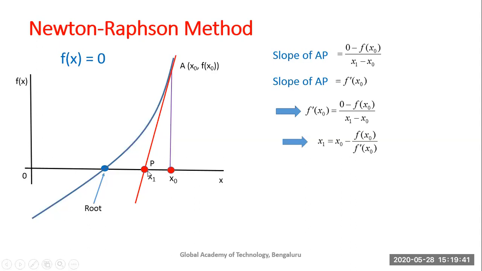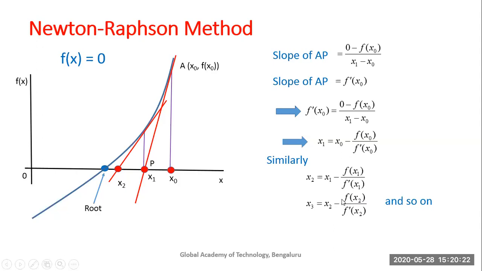Once you get x1, you use x1 and repeat the same method again. Draw the ordinate at the point x1. It meets the curve at some point. Draw the tangent at that particular point. It cuts the x-axis at, say, x2. Now calculate x2 using x1. With a similar method, we get x2 = x1 minus f(x1) by f'(x1). Now repeat the same thing at x2, draw the ordinate and draw the tangent at that point. You get x3, which is x2 minus f(x2) by f'(x2), and so on.